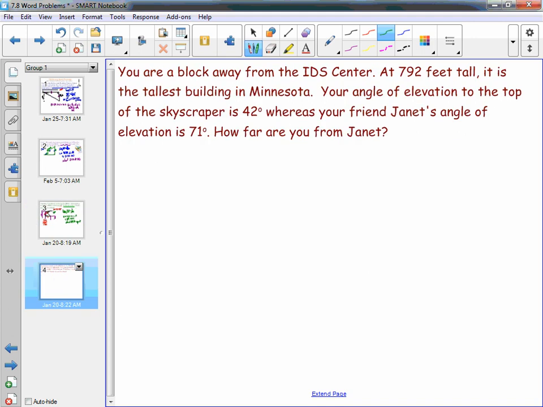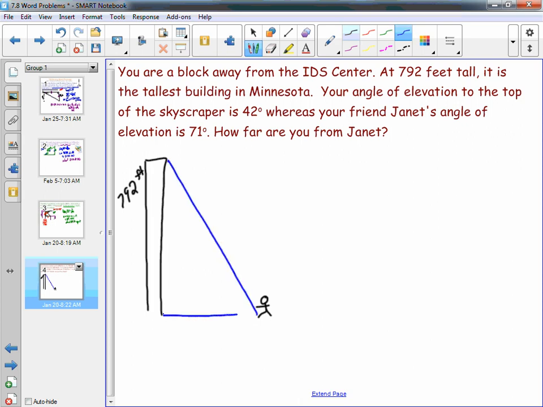All right, and our last example. This one's a bit of a tricky one. We start with, you are a block away from the IDS Center. It's actually a building here in the state of Minnesota. It is the tallest building in the state of Minnesota. It's 792 feet tall. So we're going to draw this tower, and it is 792 feet. Here, the angle of elevation to the top of the skyscraper is 42 degrees. So you are standing somewhere out here such that your triangle has an angle of elevation of 42 degrees.